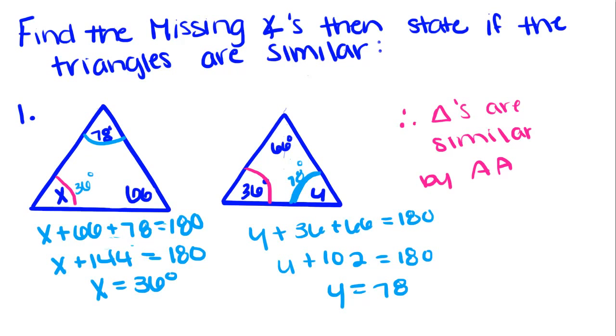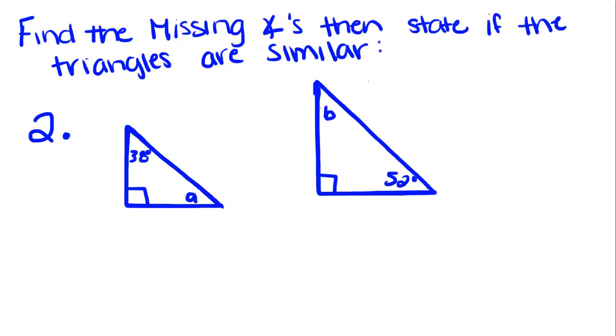And even though we know that this and this is also congruent, all we need to know is that two of these are congruent to prove similarity by angle, angle. So the directions are the same. We're going to do that with this new triangle.